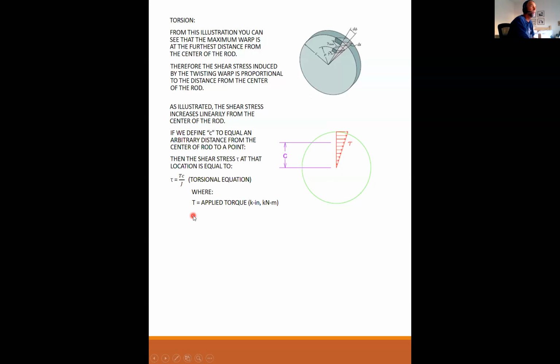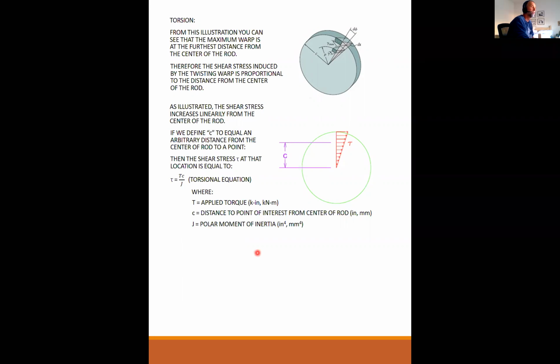First, T. T is your applied torque, and torque is a moment. It's just applied in the longitudinal twisting direction. So the units are kip-inch or pound-inch or Newton-meter or kilonewton-meter. Little c is the distance to the point of interest from the center of the rod, measured in inches or millimeters. And J, to your question, J is the polar moment of inertia. So like moments of inertia, it is inches to the fourth or typically millimeters to the fourth. Again, tau is maximum at the outside surface of the rod.